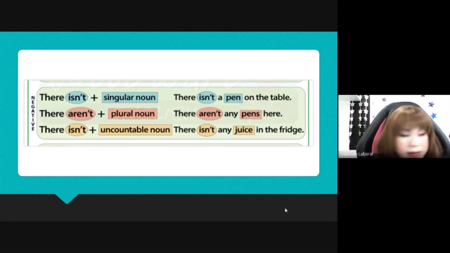There aren't any pens here. The pens don't exist. There isn't any juice in the fridge. Juice is an uncountable noun. Juice is a liquid, so we use the singular form of the verb be plus the contraction of not. There isn't any juice in the fridge.